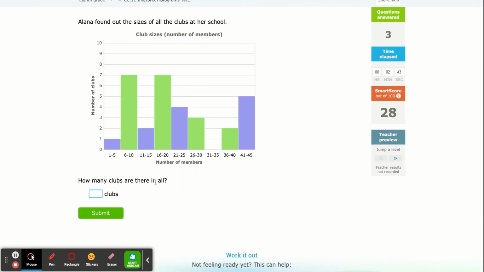How many clubs are there in all? So now be careful here. Here are the number of members. These don't matter. Here are the number of clubs. And if I want to know the number of clubs in all, I got to add all these totals up.